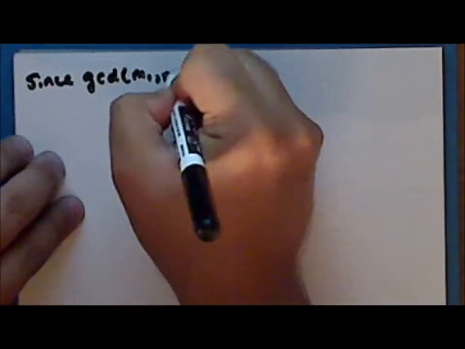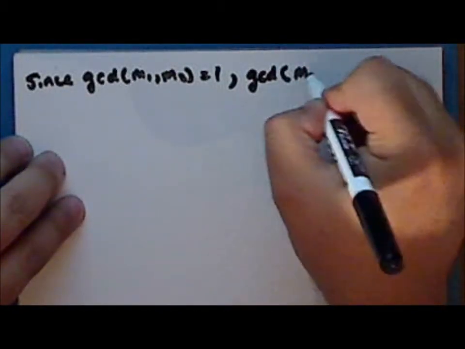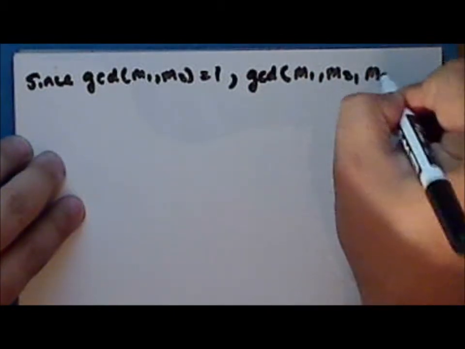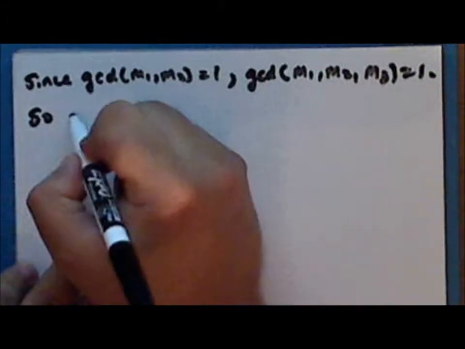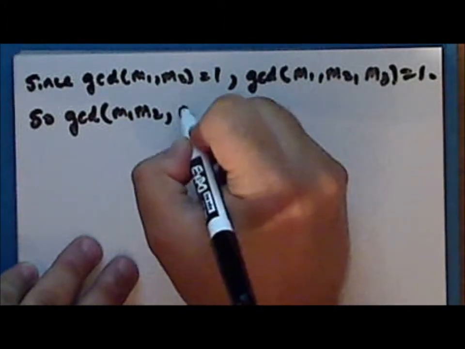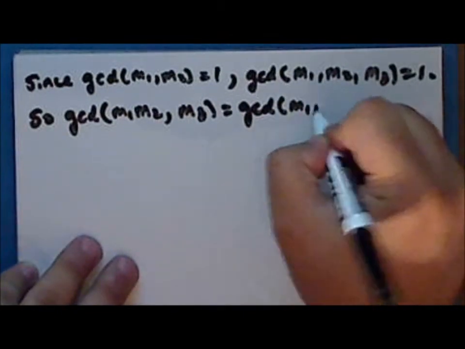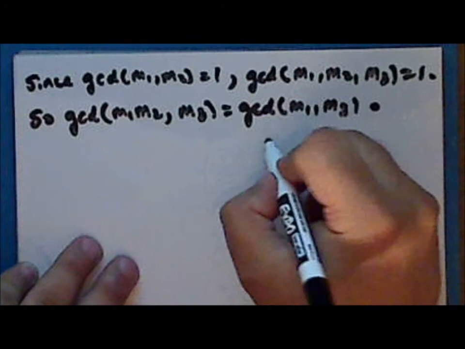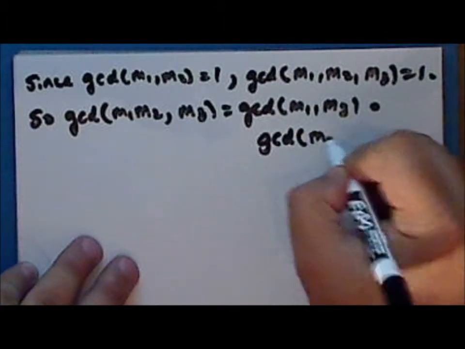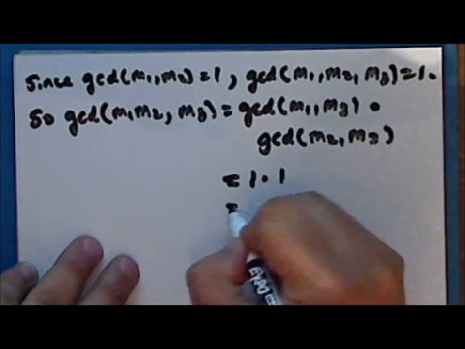And once again, since the greatest common divisor of m sub 1 and m sub 2 is 1, the greatest common divisor of m sub 1, m sub 2, and m sub 3 is also 1. And so the greatest common divisor of the product m sub 1 times m sub 2 and m sub 3 is equal to the greatest common divisor of m sub 1 and m sub 3 times the greatest common divisor of m sub 2 and m sub 3, which is 1 times 1, which is 1.